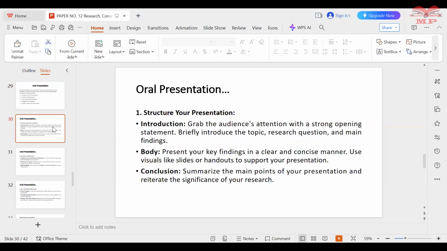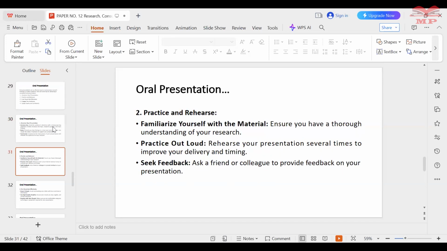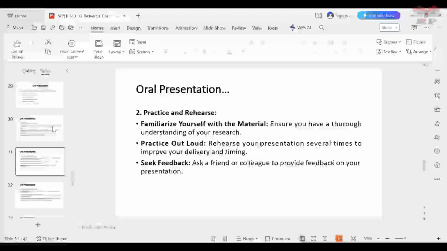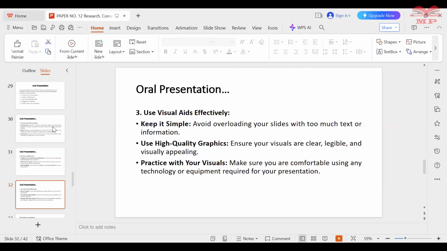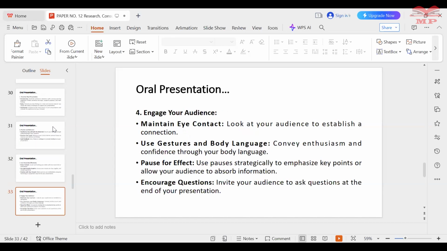Aspects include: number one, structuring the presentation, which will involve looking at the introduction, body of the presentation, and the conclusion. Number two, practicing and rehearsing the oral presentation by familiarizing with the material, practicing aloud, and seeking feedback. Number three, using visual aids effectively by keeping it simple, using high-quality graphics, and practicing with visuals. Number four, engaging the audience through maintaining eye contact, using gestures and body language, pausing for effect, and encouraging questions.